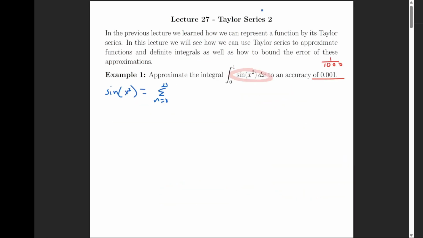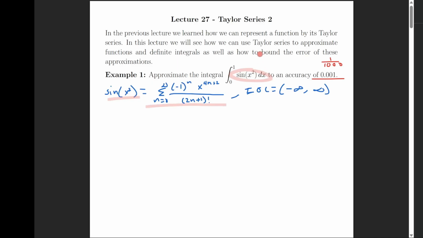So according to this last thing we did, the Taylor series, or the Maclaurin series, for this is going to be this. And as we found out from this lecture, the interval of convergence is just negative infinity to infinity, right? So this is equal to this.